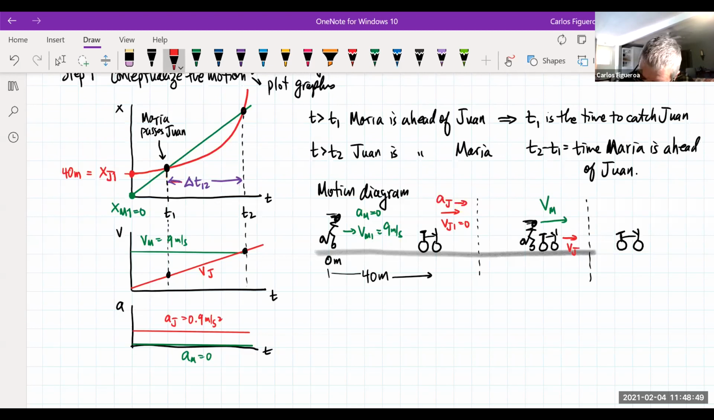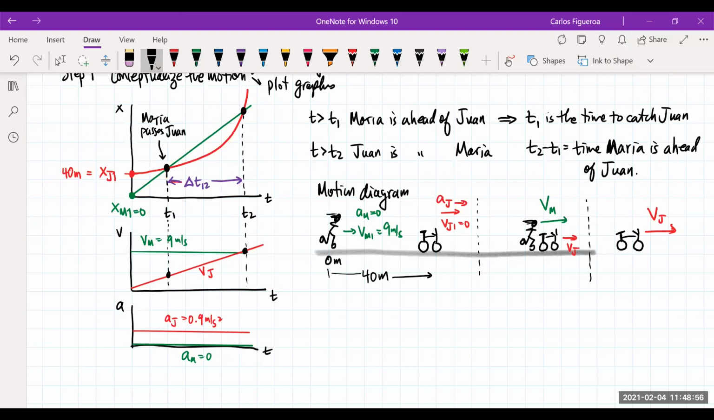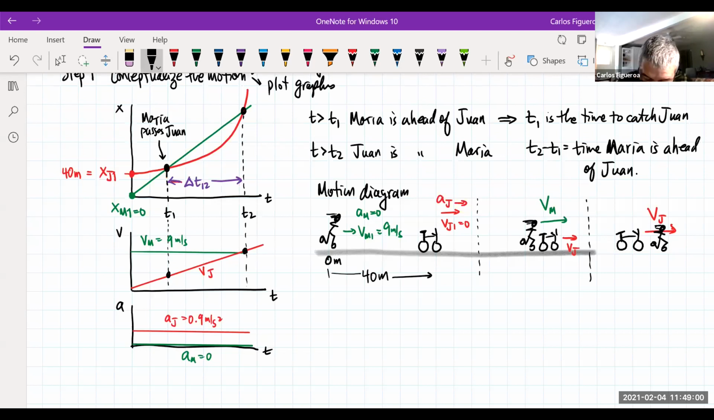But then at some point, Juan's velocity is going to be larger, and Maria's velocity, as she's running, is going to be a smaller one. So which picture do I prefer? Clearly the graph. It has more information. So then I'm going to start setting up my table here.